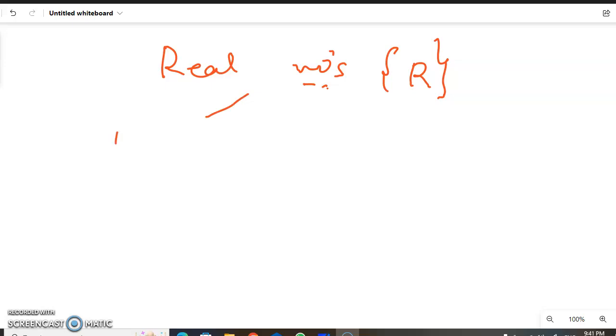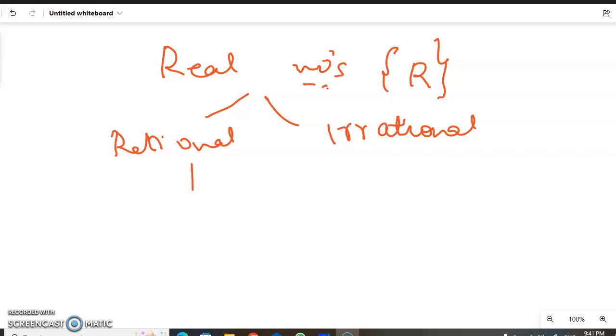So let us start with our first chapter from our NCERT, that is real numbers. The set of real numbers is denoted by letter R and it contains rational as well as irrational numbers. So what are rational numbers? Rational numbers are those which can be expressed in the form of p by q, where q is not equal to 0. So it includes all our numbers.